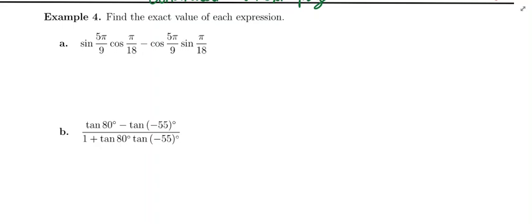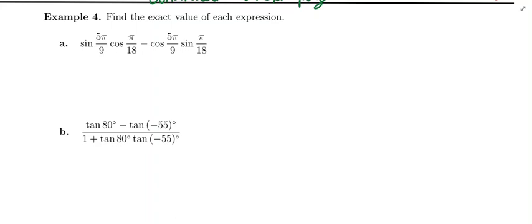Example 4. Find the exact value of each expression. In part A, we have the sine of 5 pi over 9 times the cosine of pi over 18 minus the cosine of 5 pi over 9 times the sine of pi over 18.